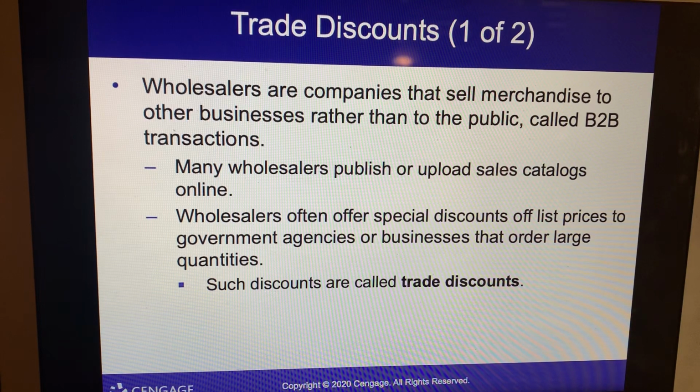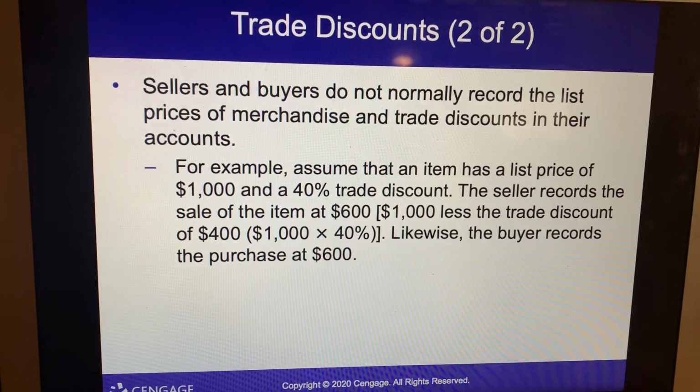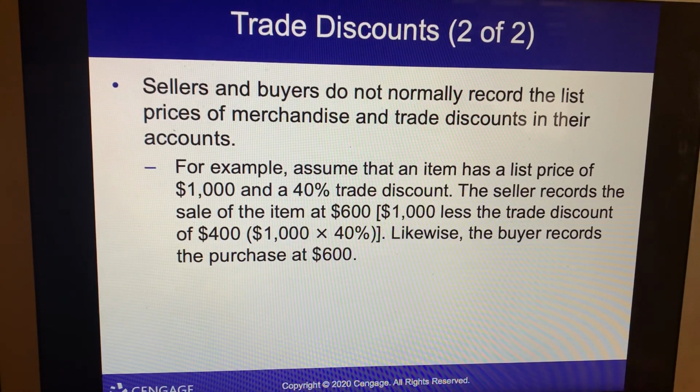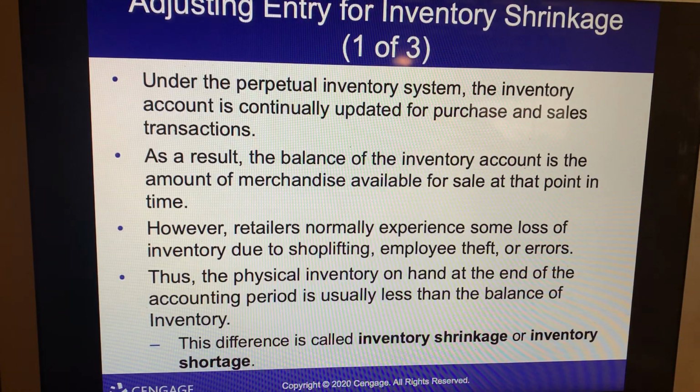Trade discounts, okay. Many wholesalers publish or upload sales catalogs online. Wholesalers often offer special discounts, and these are called trade discounts. So here's an example. Assume that an item has a list price of $1,000 and a 40% trade discount. The seller records the sale of the item as $600, $1,000 less the trade discount, $400. Likewise, the buyer records the purchase as $600.